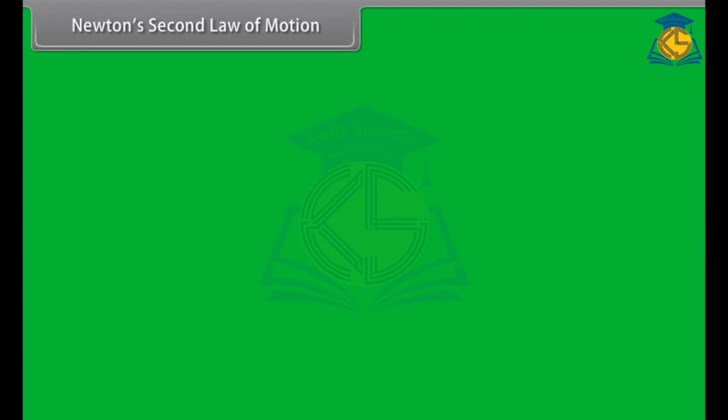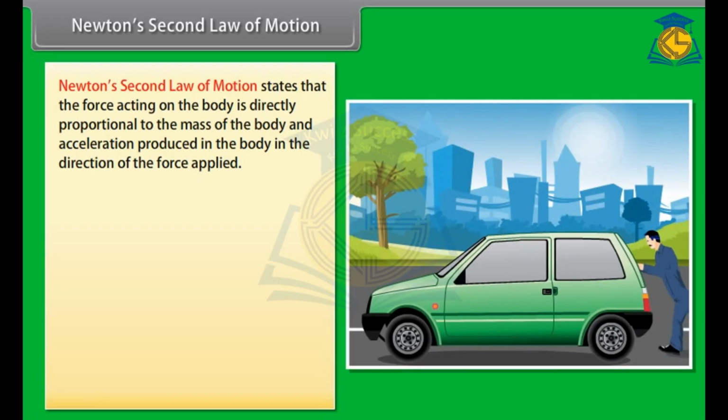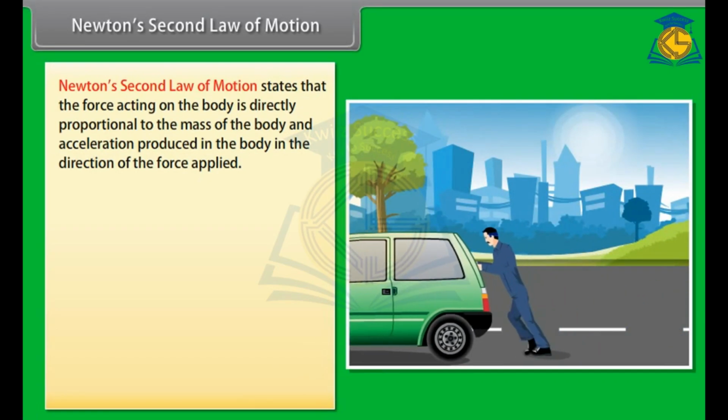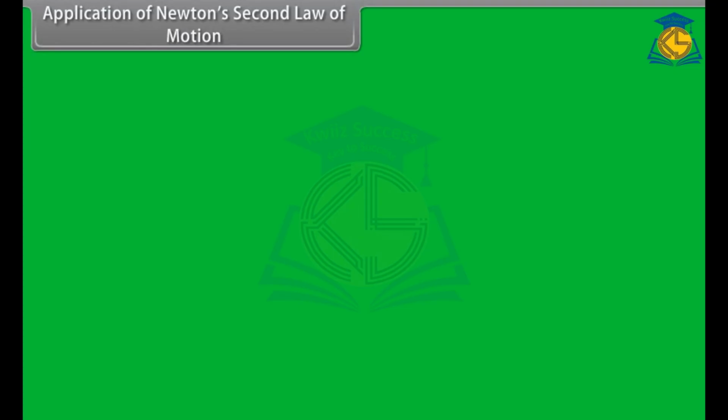Newton's second law of motion. Newton's second law of motion states that the force acting on the body is directly proportional to the mass of the body and acceleration produced in the body in the direction of the force applied. F = m × a, where F is force, m is mass, a is acceleration. Unit.